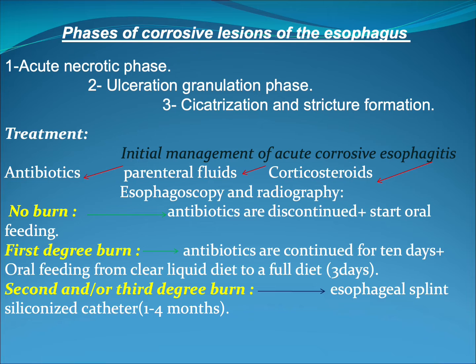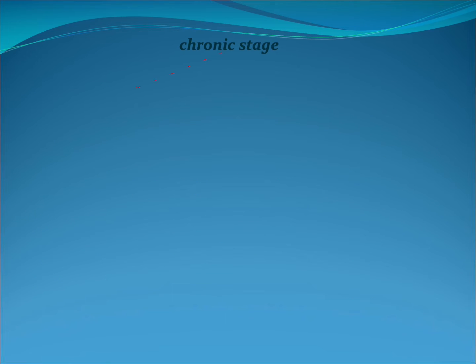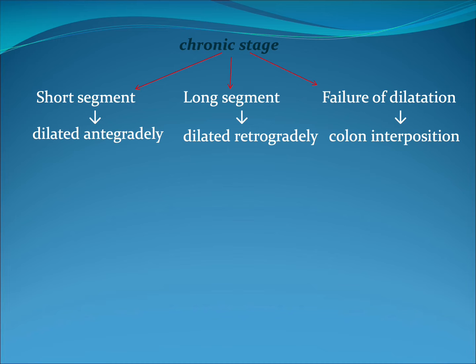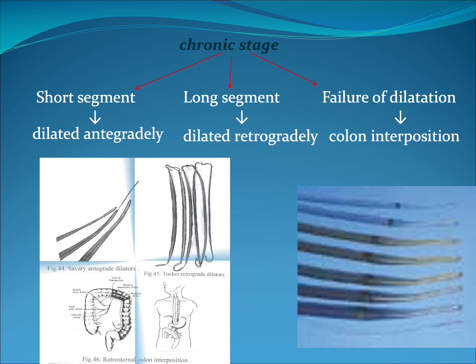And then for the second and third degree, we'll need an esophageal splint, and we might think about jejunostomy or gastrostomy for alternative feeding, or a siliconized catheter to allow for feeding without injury. For the chronic stages, if it is a short segment, we can dilate it antegradely. For long segments, we can do the Tucker dilator or dilate retrogradely. In patients with frequent dilatation or severe symptoms, then they will require a colon interposition. That's the picture for Savary and Tucker retrograde dilators and the retrosternal colon interposition.